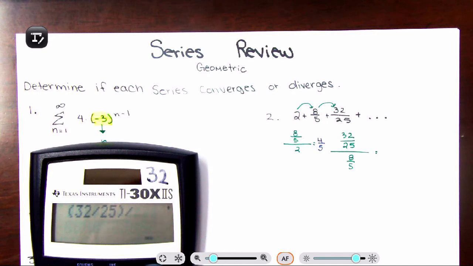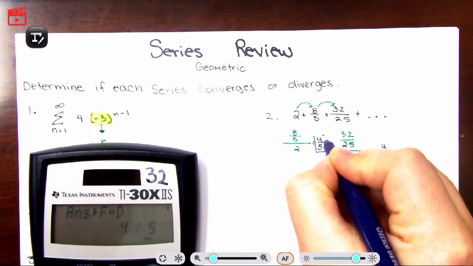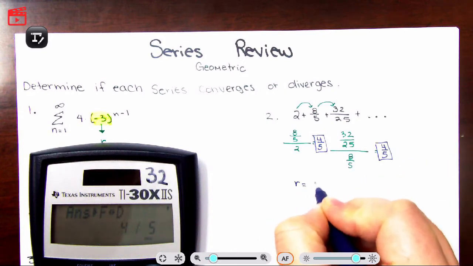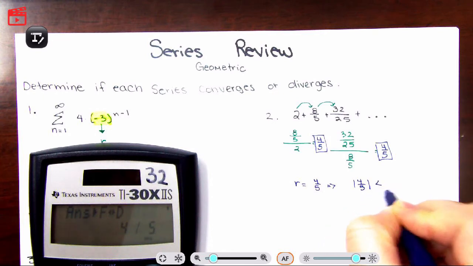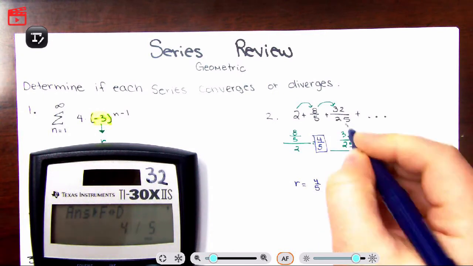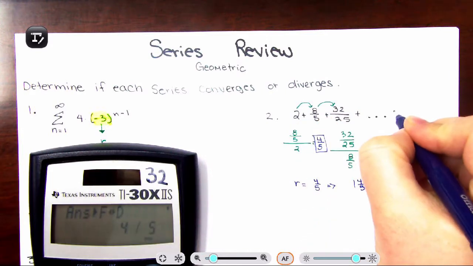So 32/25 and 8/5. Oops, forgot my parentheses. Always do parentheses. Don't learn that the hard way. And I see the same decimal, so that means we have 4/5. If you still want to convert that to double check, there it is. So that means my common ratio, my R value, is 4/5. That means that the absolute value of my R value is less than 1. So this means this sequence, if we were to do a series, so if you were to add all of this up with our pluses, this converges.